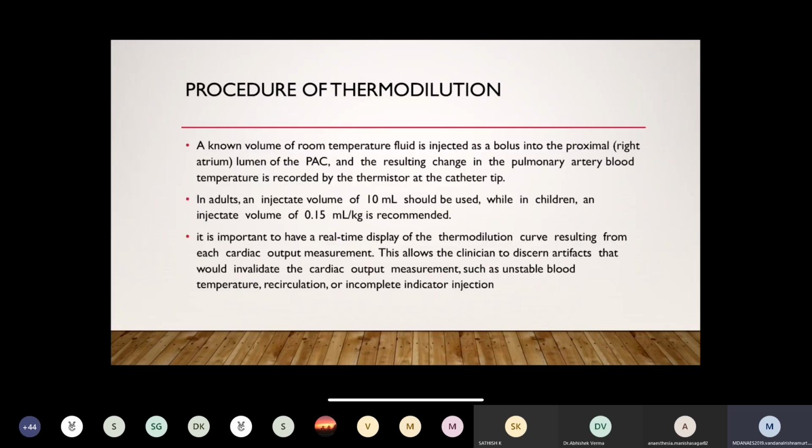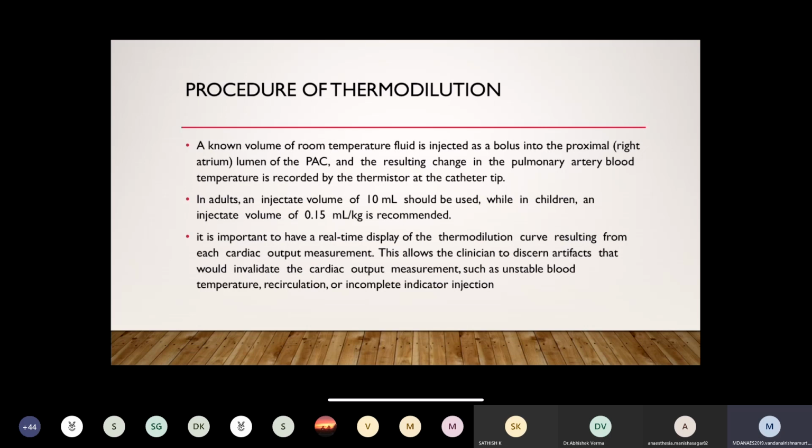The procedure of thermodilution. A known volume of room temperature fluid is injected as a bolus into the proximal right atrium lumen of the PAC, and the resulting change in the pulmonary artery blood temperature is recorded by the thermistor at the catheter tip. In adults, an inject volume of 10 ml should be used, while in children, an inject volume of 0.15 ml per kg is recommended.